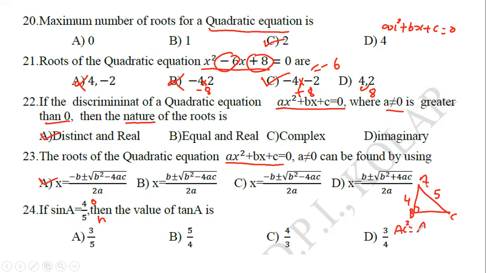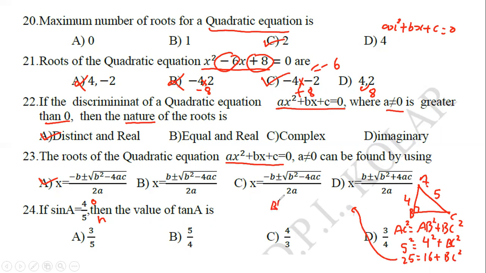AC square is equals to AB square plus BC square. AC is 5, so 5 square is equals to AB is 4 square plus BC square. So BC square as it is. So 5 5s are 25 is equals to 4 4s are 16 plus BC square. So I'm continuing here.